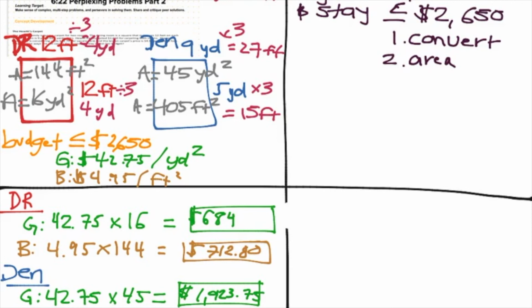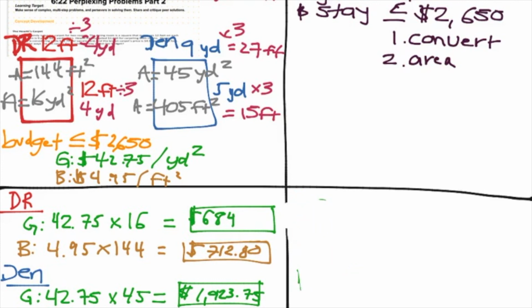Now the question said, what are the different ways to complete both the rooms and stay within the budget? Well, let's add some of them together. So what are my options? I could say, if we did the dining room green, which was $684, and then I could do maybe the den green as well, so that's both of them, $1,923.75. Actually, let me write this out a neater way.